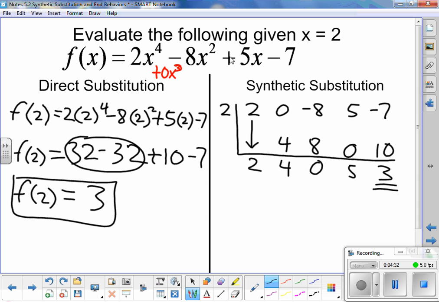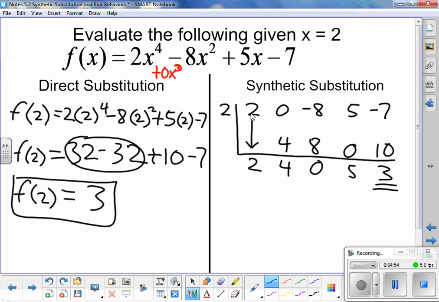And then it went down to x squared, and then x to the 1st power, and then no x's at all, which was your constant part. So all your coefficients are actually 2, 0 for the x to the cube part, which is where this came from, so it's a placeholder. Negative 8, 5, and negative 7. So if you are missing one term, you have to put a 0 in. If you're missing more than one, then there should be more than one 0 holding its place.